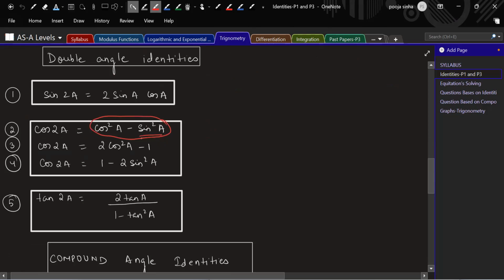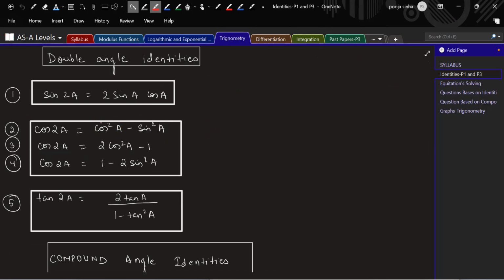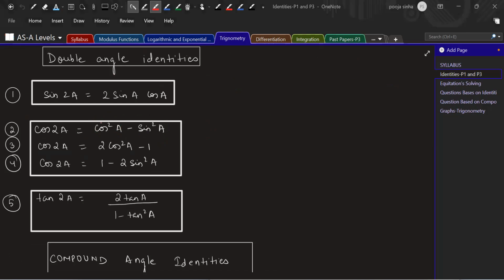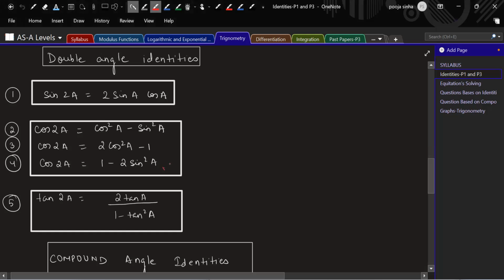अभी आपने sin square को हटाया. Now remove cos square a using the same identity as you have used earlier. Cos square a plus sin square a is equal to 1. One minus 2 sin square a. 1 minus 2 sin square a आ गया? So cos 2a, the main formula is this.